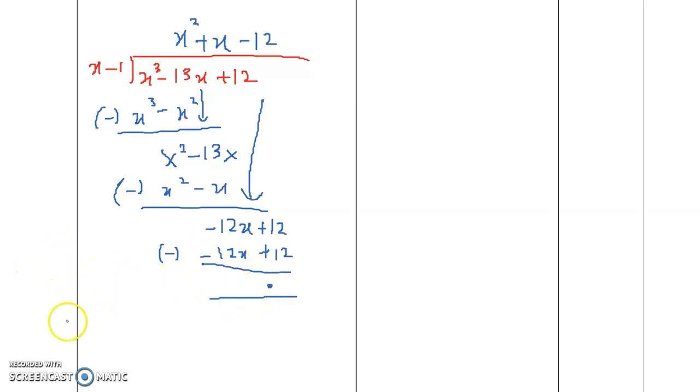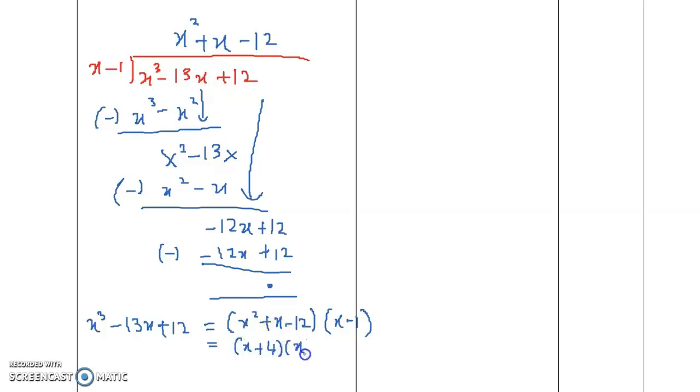The next step is to write your polynomial x cubed minus 13x plus 12 equals the quotient x squared plus x minus 12 times the divisor x minus 1, and then factorize x squared plus x minus 12 into linear factors, which is x plus 4 multiplied by x minus 3 multiplied by x minus 1. So this is your linear factors.